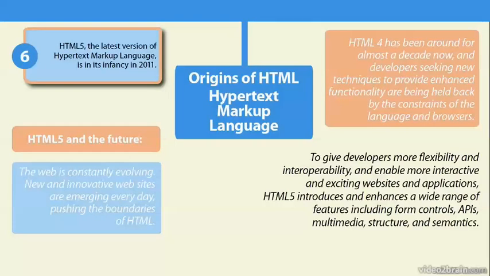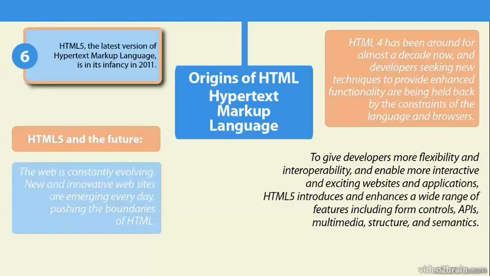The World Wide Web Consortium meets regularly to discuss and set standards for One Web, which includes desktop, mobile, and print. HTML5, the latest version of hypertext markup language, is still in its infancy here today in 2011. HTML4 has been around for almost a decade now, and developers seeking new techniques to provide enhanced functionality are being held back by the constraint of language and browsers.